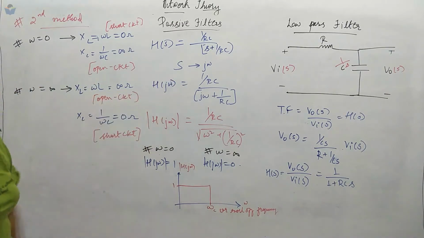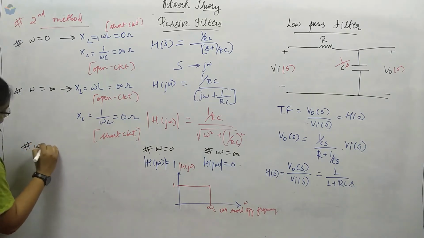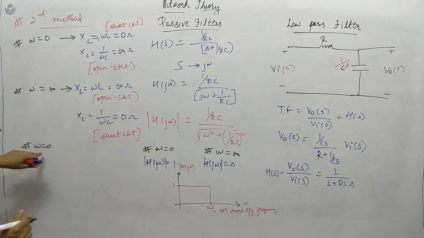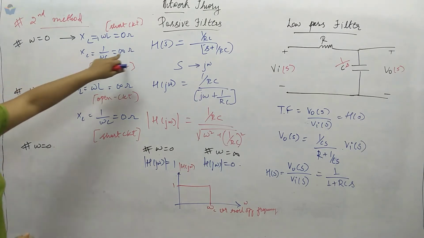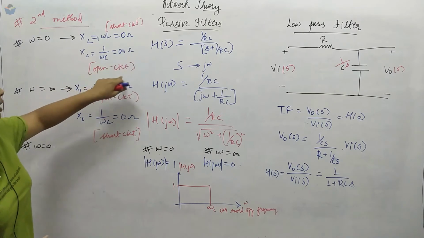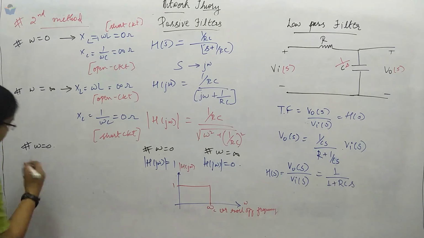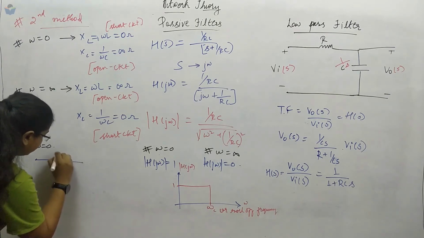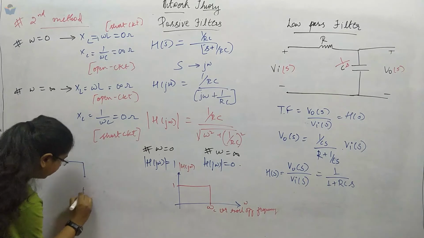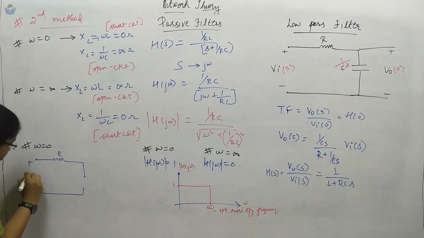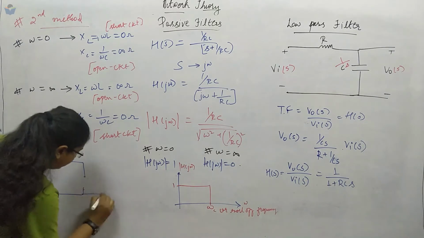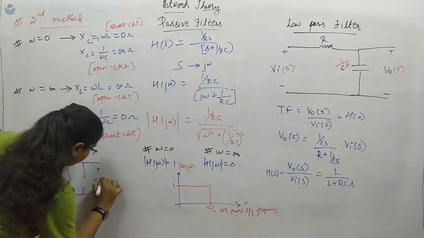Now how do we analyze this circuit? If I redraw the circuit at omega equal to 0, what is the capacitor? It is infinite ohms, which means we have to open the circuit. So this is R and here we have an open circuit. This is Vi of S and here we have V0 of S.